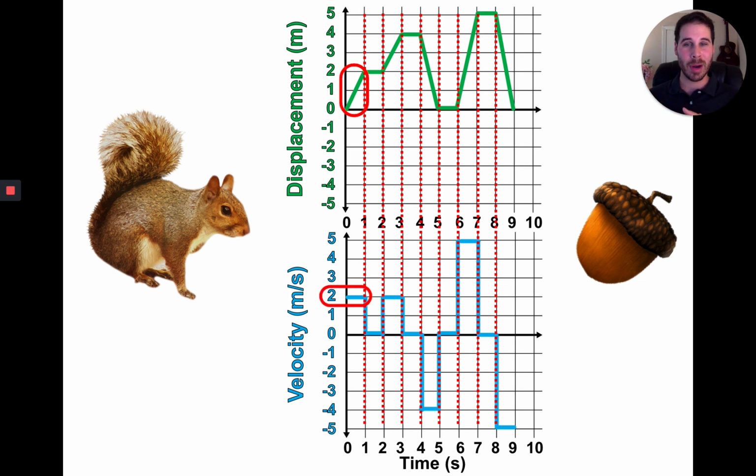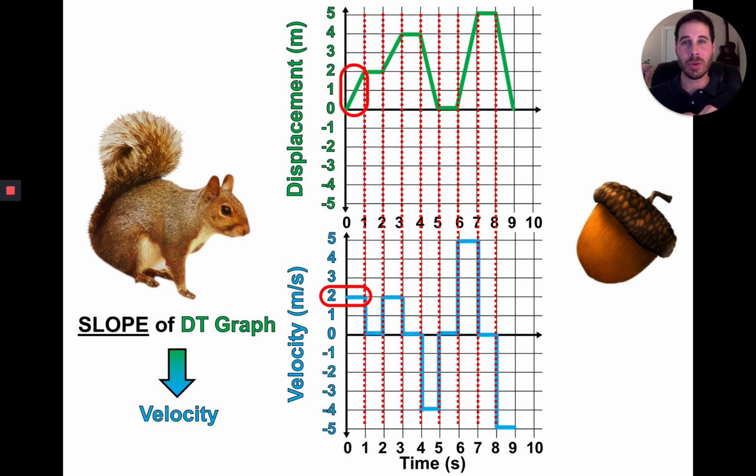Now look at the vt graph. It says in the first second he was moving 2 meters per second. So if you look at the slope on the top graph, it always seems to equal what's on the bottom graph. And in fact, that's a rule that you can use conveniently in physics to convert from one form of a graph to the other.